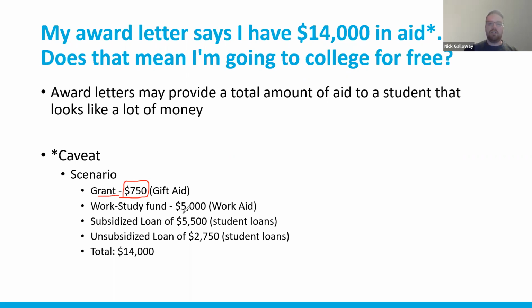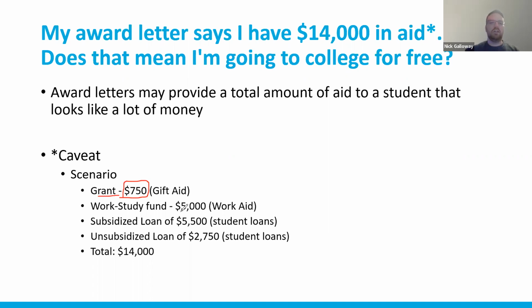This $5,000 isn't necessarily given to the student right away. They essentially earn that money in the form of a paycheck. So that $5,000 will be whittled down a little bit each week they work, or whenever their pay period is.